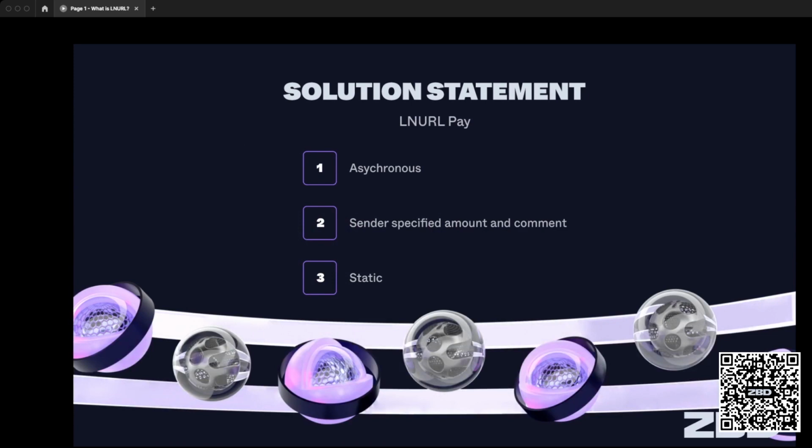So we talked about the problems of Bolt 11 invoices. So this is the solution statement. It's LNURL Pay. Payments can be asynchronous with LNURL Pay. The sender can specify an amount and a custom comment to send to you, and it's one QR code that is static. Another issue that wasn't covered in the previous slide is that invoices are only payable once. So even if someone wanted to pay you twice the same invoice, it's actually not possible. Upon payment or expiration, you cannot pay it twice.